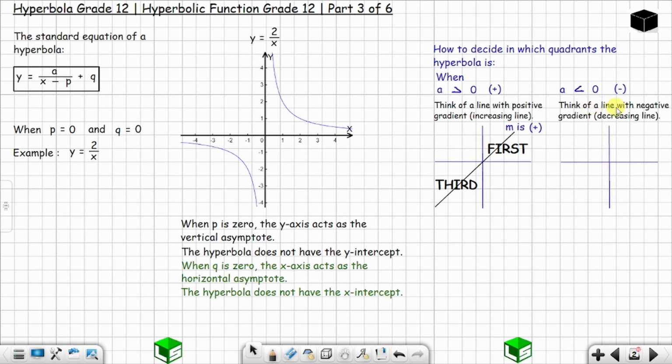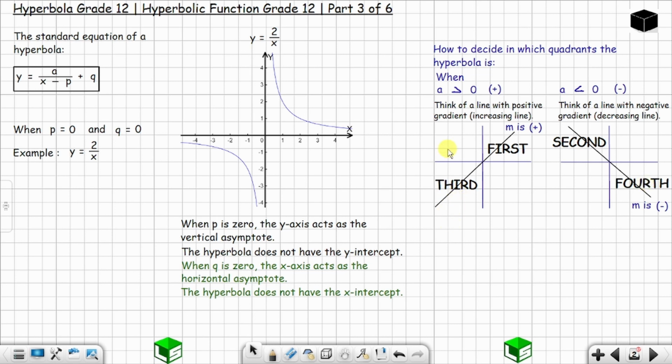Think of a line with negative gradient. This is the line with negative gradient. You can see it is decreasing or falling, right? So the gradient of this line is negative, right? And you can see it is in the second and fourth quadrant, right? This is the first, second, third, and fourth. And even a hyperbola with the value of a negative is going to be in the second and fourth quadrant. This is simple. You don't need to memorize this.